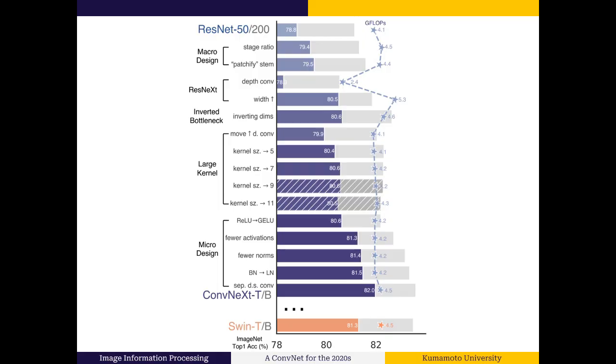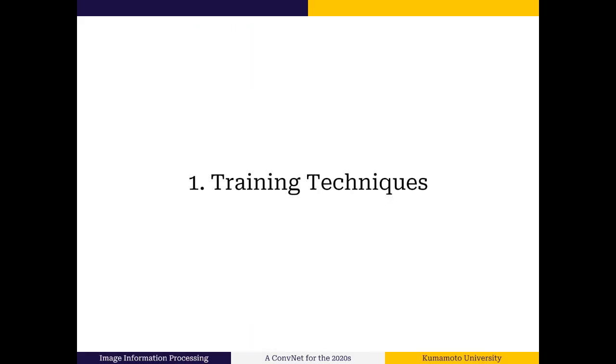The modernized ResNet 50 is called ConvNeXt-T for tiny and is matched against Swin Transformer Tiny, and the modernized ResNet 200 is called ConvNeXt-B for base and is matched against Swin Transformer Base. We begin with the first category, which is the training techniques.